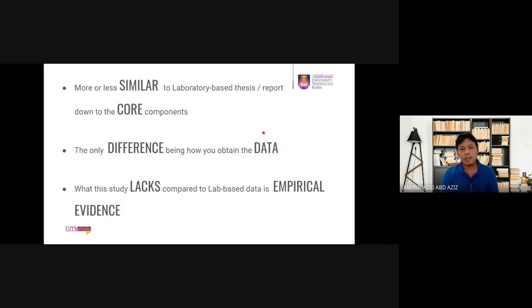If it is a lab based thesis, of course you sit in a lab. You do the work hands on: pipette, grow, centrifuge, PCR, agar, and then get data and display it. That is lab.